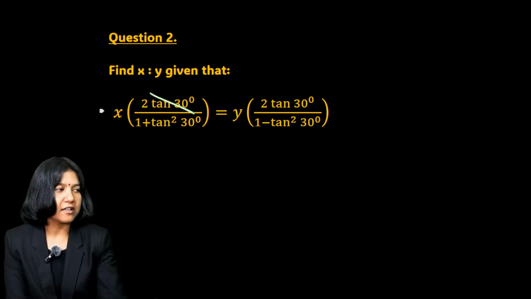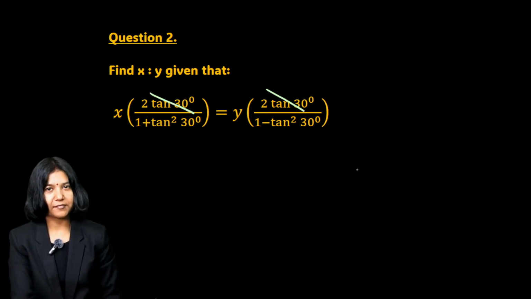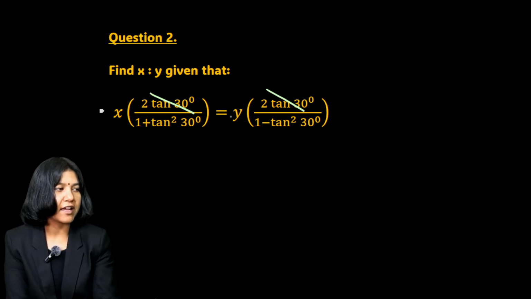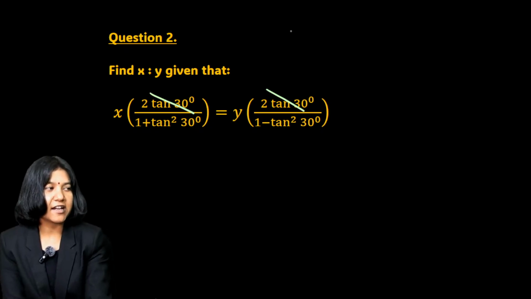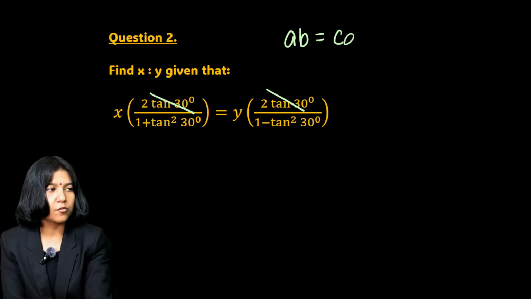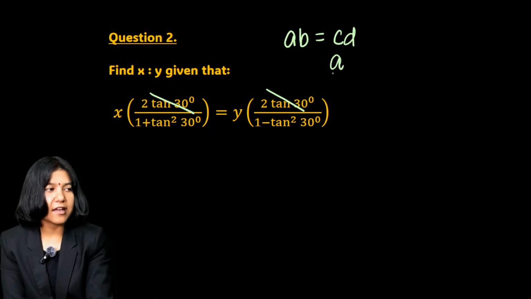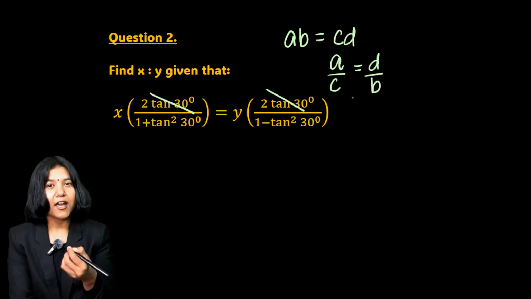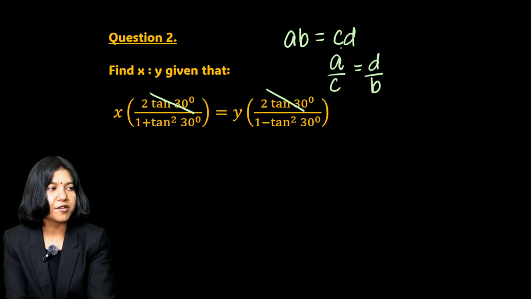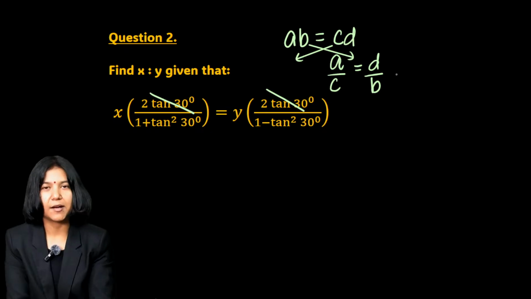2 tan 30 and 2 tan 30 can simply cancel out. Now they want you to find the value of x to y. I have x times something equals y times something. How can I get them together? If I tell you AB is equal to CD, then can I say that A upon C equals D upon B? What I'm doing is just cross multiplying. So the numerator here goes to the other side to become the denominator. Likewise, this numerator comes to the other side to become the denominator.